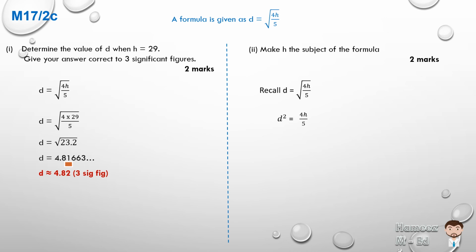Now, let's remove the 5. The 5 is dividing on the right-hand side. When I carry it across, it will do the opposite of division, which is multiplication. So we'll get 5d squared is equal to 4h. And if we want h alone, we need to get rid of the 4. The 4 is multiplying on the right-hand side. When I carry it across, it will divide. So we get 5d squared over 4 is equal to h. And that's it. The question has been completed.